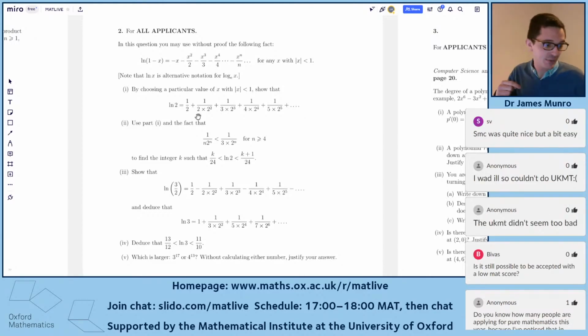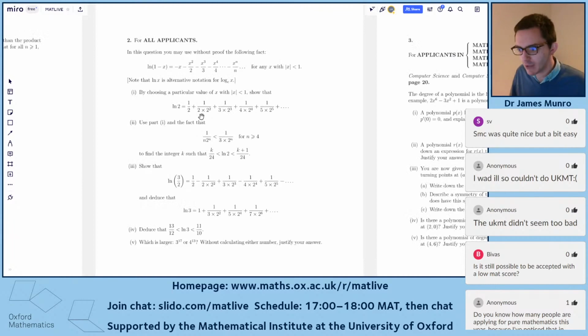Is it possible to be accepted with a low MAT score, says someone. MAT's one part of the application. It's the main thing we talk about on this show, the Oxford MAT Livestream. It's maybe the most important thing that we look at when we're deciding who to shortlist for maths at Oxford or computer science at Oxford, but we do look at other stuff as well. So this is not the only thing that matters when you're applying for Oxford. We look at the rest of your application too.